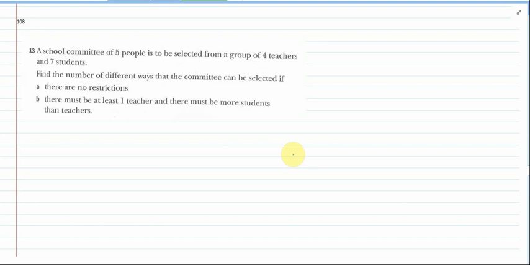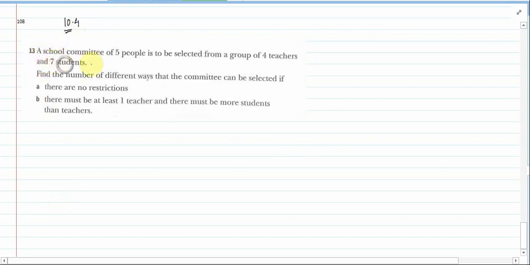Alright class, in this session we are going to continue exercise 10.4, and the topic we were doing was permutation and combination. We have completed the permutation part and started the combination part from the last class. So it's question number 13 from exercise 10.4.